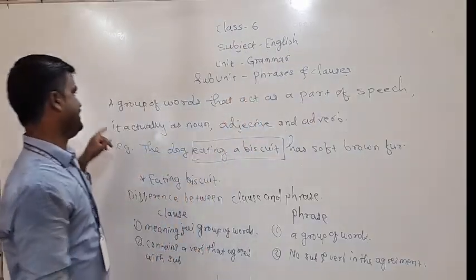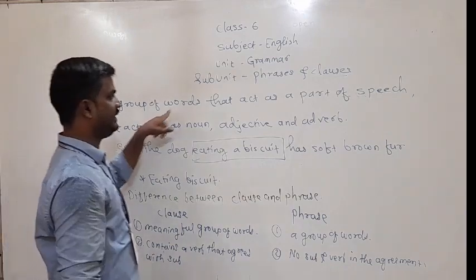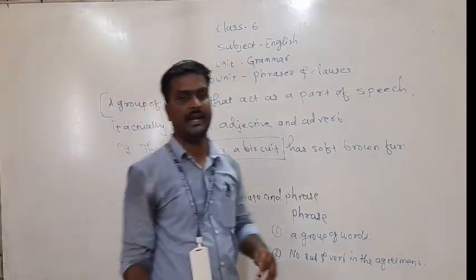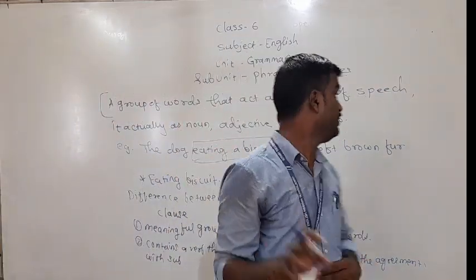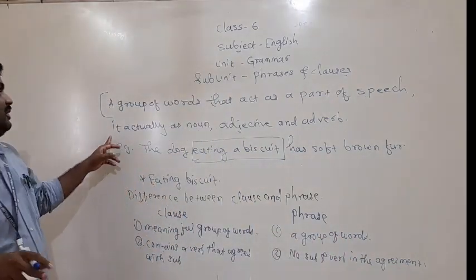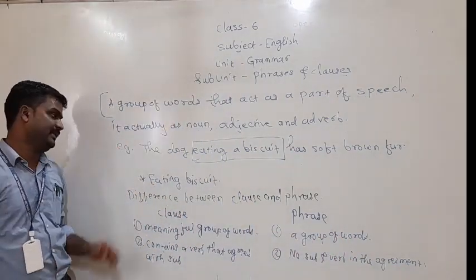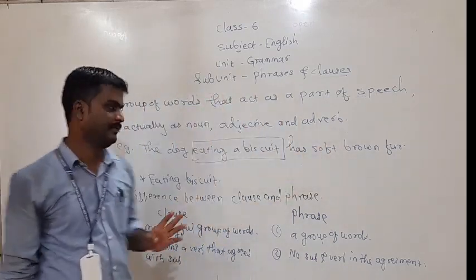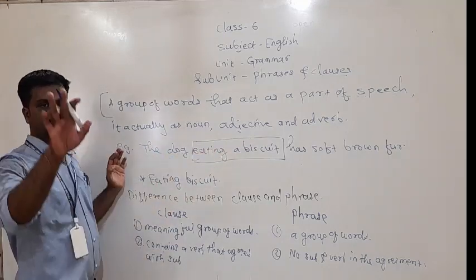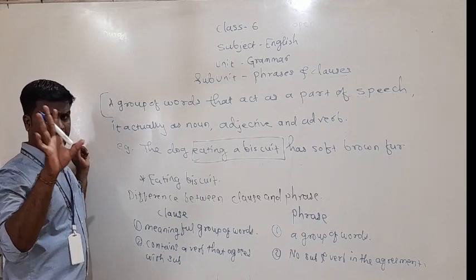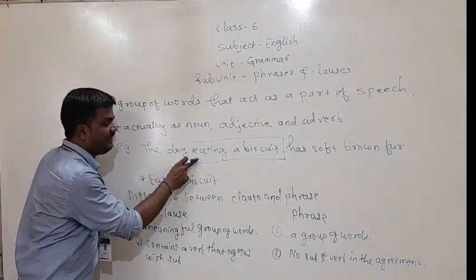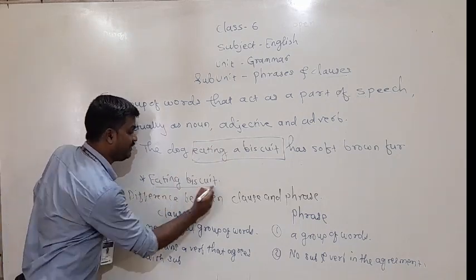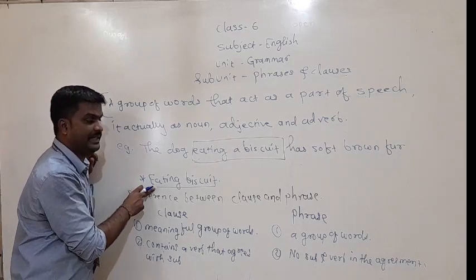Now the next part, that is the phrases. Phrases means what? A group of words that act as a part of speech. It acts as a noun, adjective, or adverb. Here I have given: the dog eating a biscuit has soft brown fur. The dog has soft brown fur. We are getting a full statement perfectly. But instead of that, if I take here eating a biscuit, by these words you are not getting the perfect meaning. So it is a phrase.